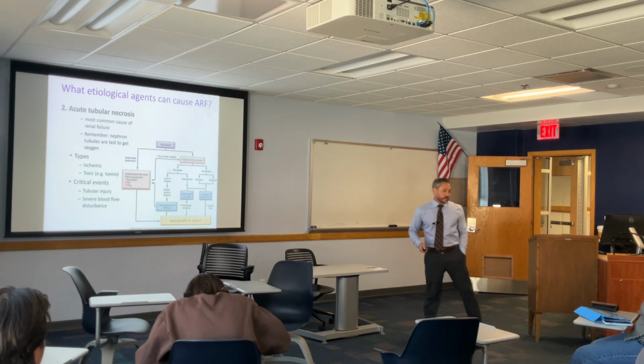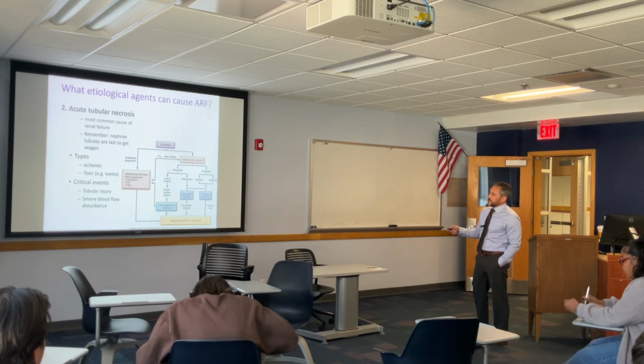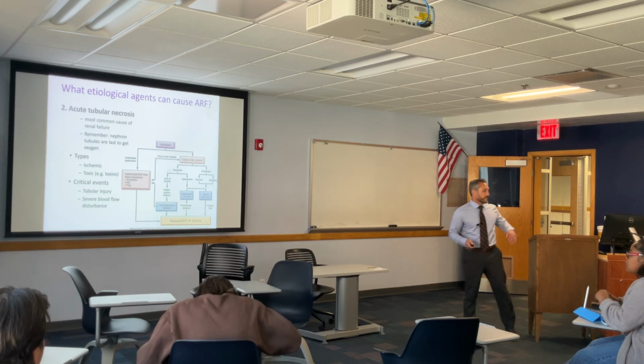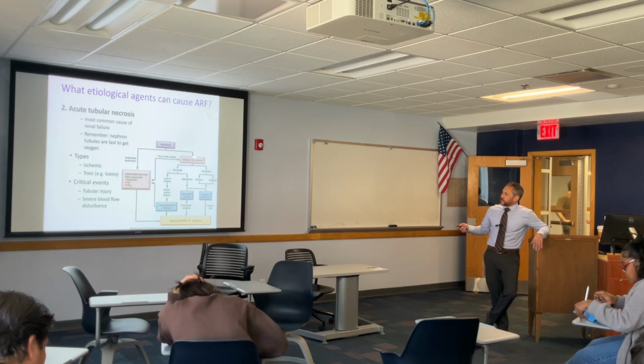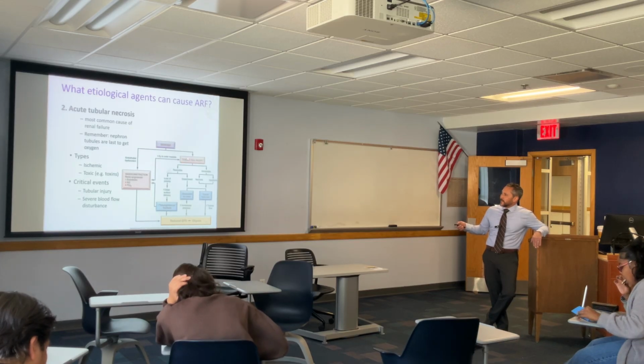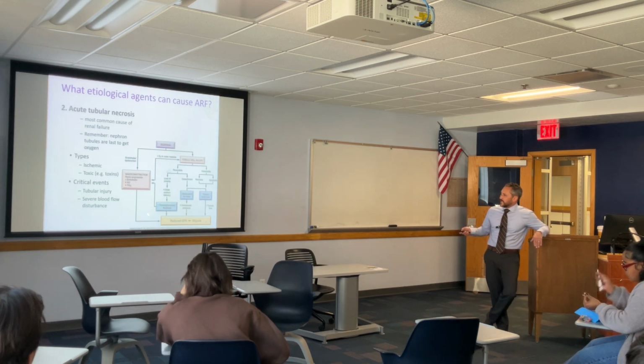Or a severe blood disturbance, like the shock example that we talked about. So ischemia, right? Lack of blood flow. Patient isn't getting blood flow. We get tubular cell injury that takes place. That's within the nephron. It can either be reversible or irreversible. If we play this out, it leads to, in either direction, a reduced production of GFR.